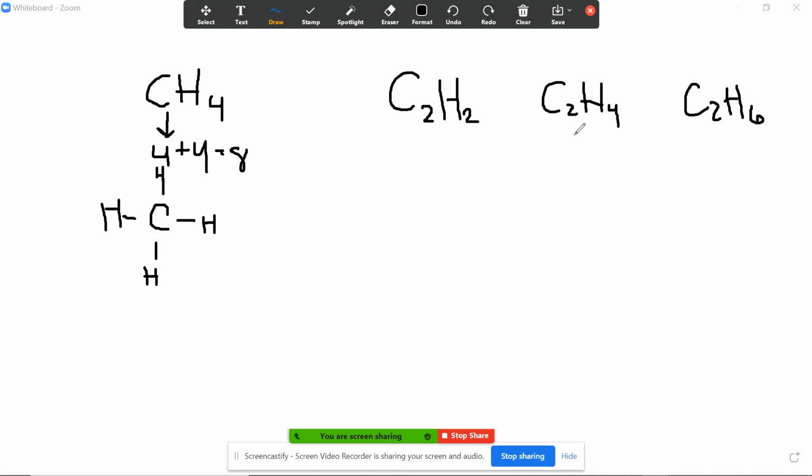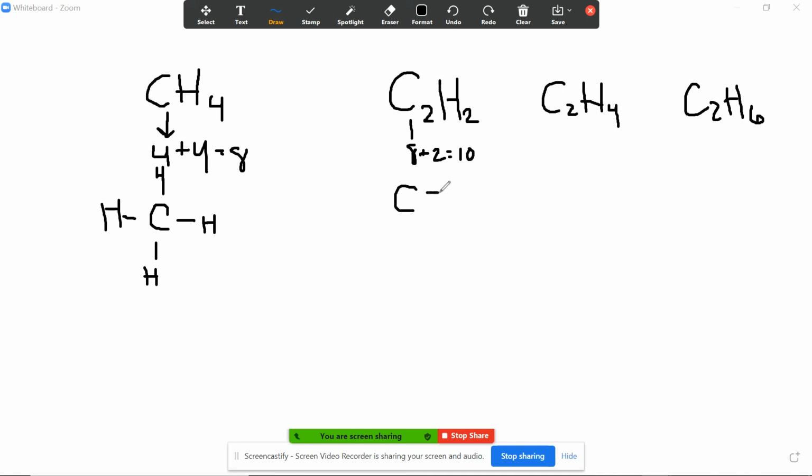C2H2, C2H4, and C2H6. This is really going to show us the importance of double and triple bonds. So when we're doing these out, we're going to see that bond length is directly related to bond strength. So length is strength. When you have something with a triple bond, so C2H2, you're going to have 2 carbons, so that's going to be 8 plus 2 gives you 10.